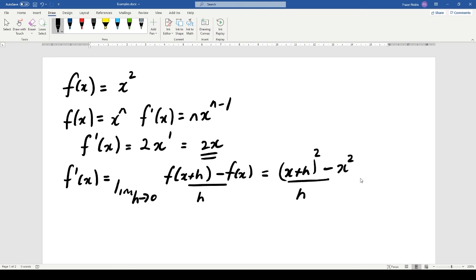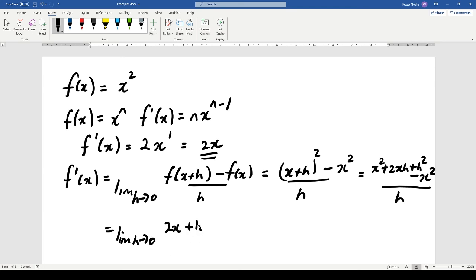This expands out to x squared plus 2xh plus h squared minus x squared, all divided by h. The x squared terms cancel out, and we can divide by h. What should be left is 2x plus h. So we can write the limit as h tends to 0 of 2x plus h. Taking the limit, the h term becomes 0 and we're left with 2x.